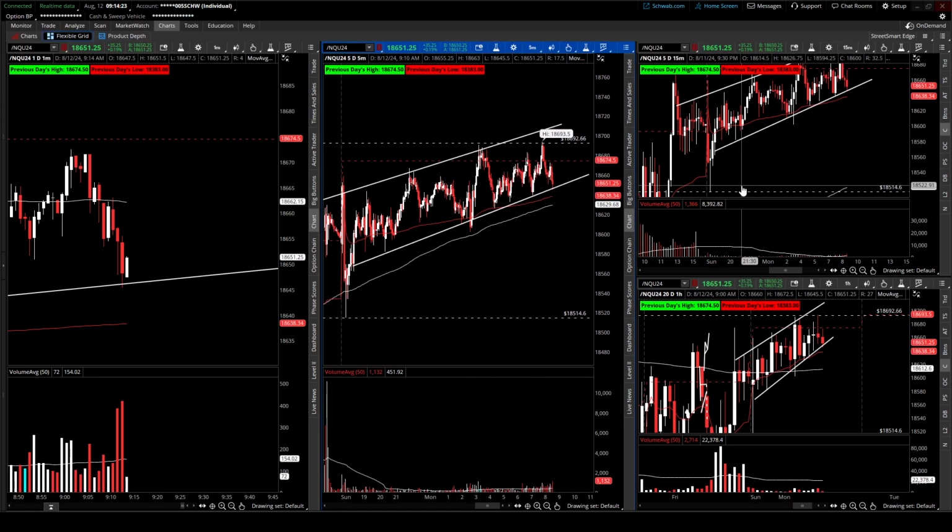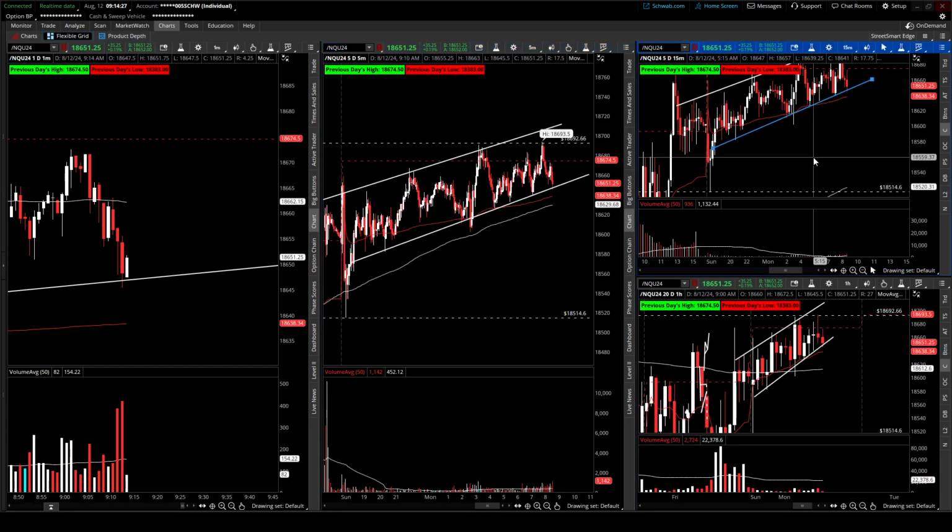Looks like we are actually getting a tap off this lower trend line here. One of the first official taps off of that.